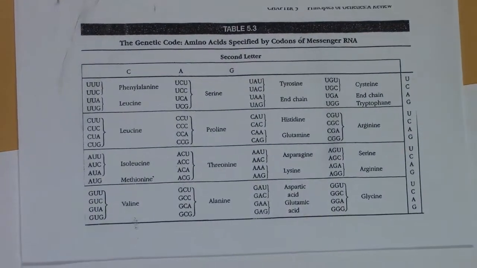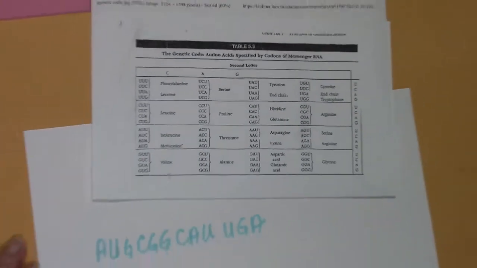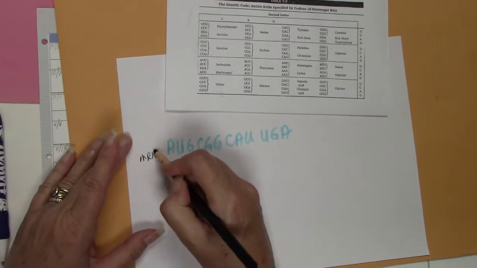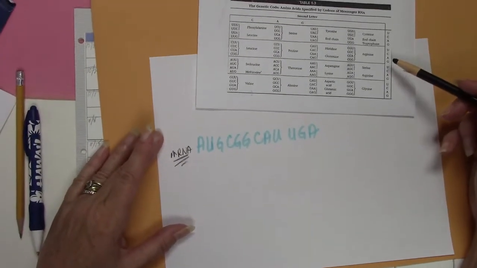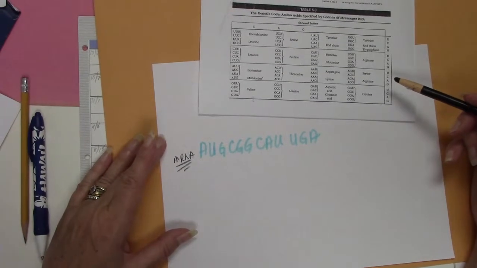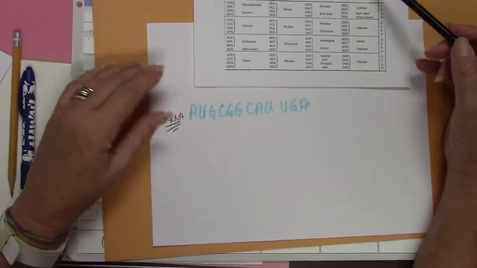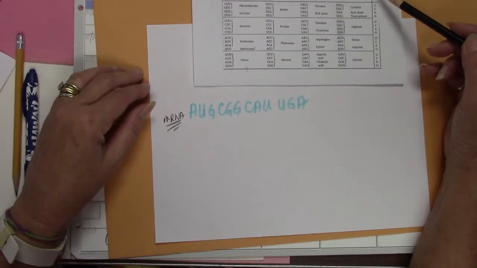The next process we're going to be talking about is translation. Translation basically has to do with taking your messenger RNA that you just made during transcription and reading the genetic code to translate it into a protein language. This is an example of the genetic code, table 5.3, and it shows you all the amino acids that are specified by the codons of the messenger RNA.